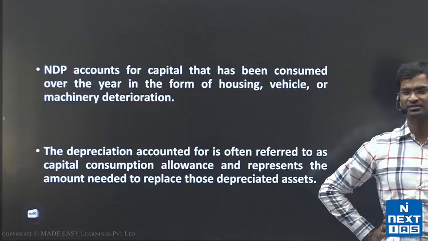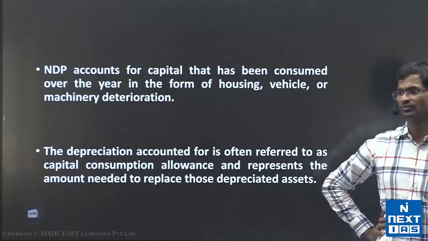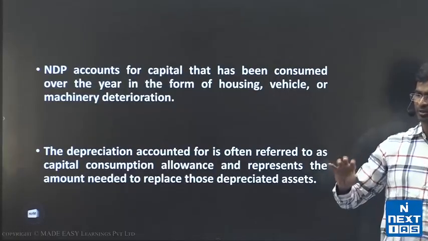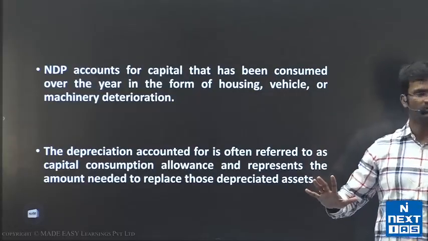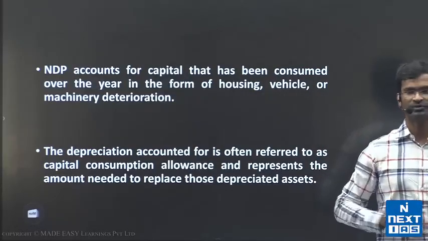See, tax has nothing to do with GDP and GNP. When you are tracking GDP and GNP, we look at the value addition to the economy. That's it. Any questions?